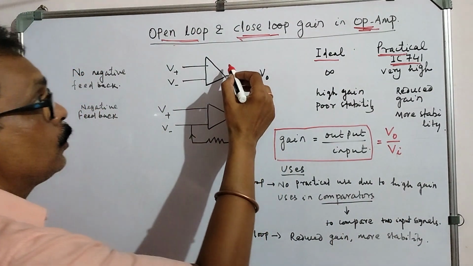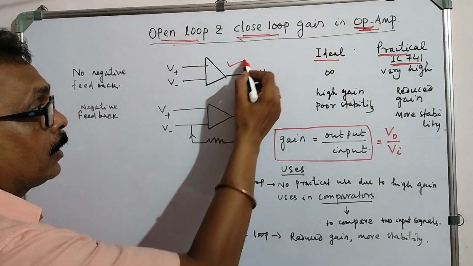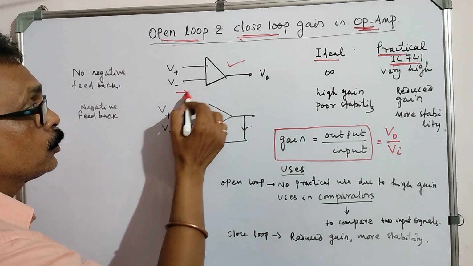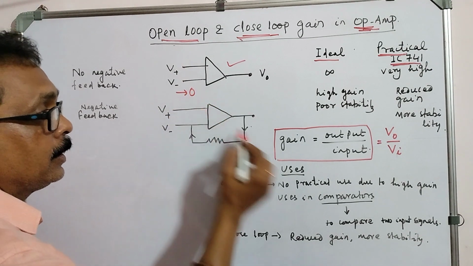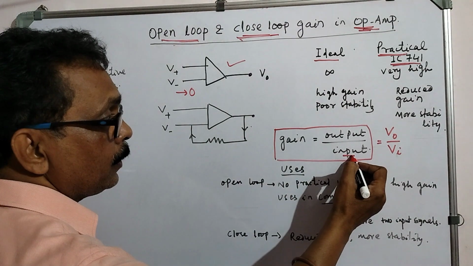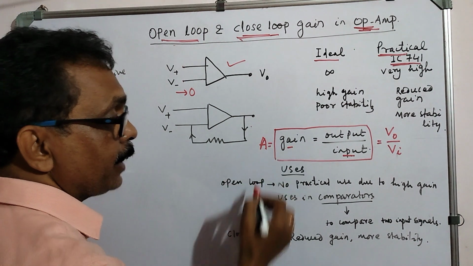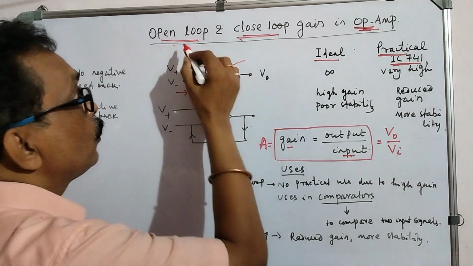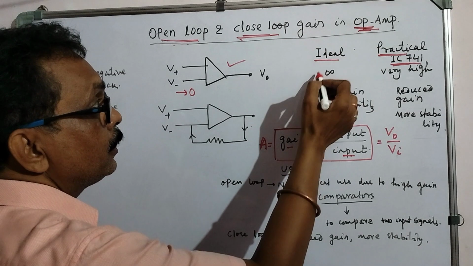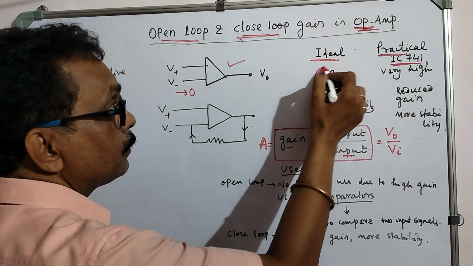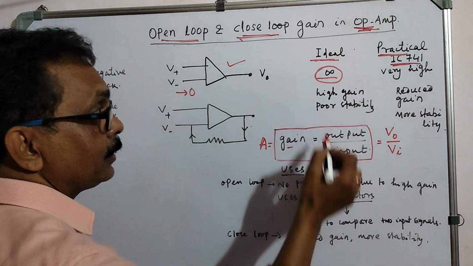In case of an open loop operational amplifier, the input is very small. The input approaches 0 or is very small. If the input is very small, then the gain, which is generally written as A, is very high. So in case of an open loop operational amplifier, or ideal operational amplifier, the gain is infinite.